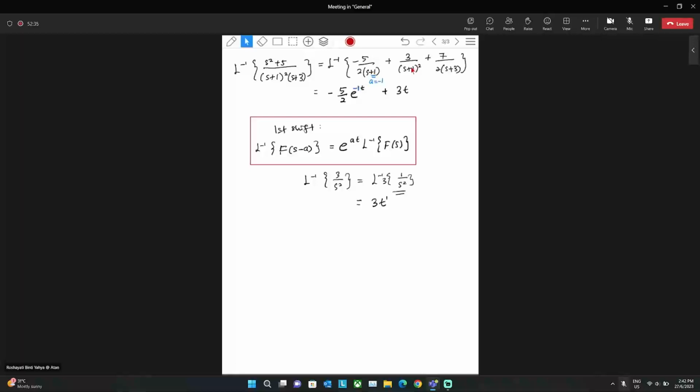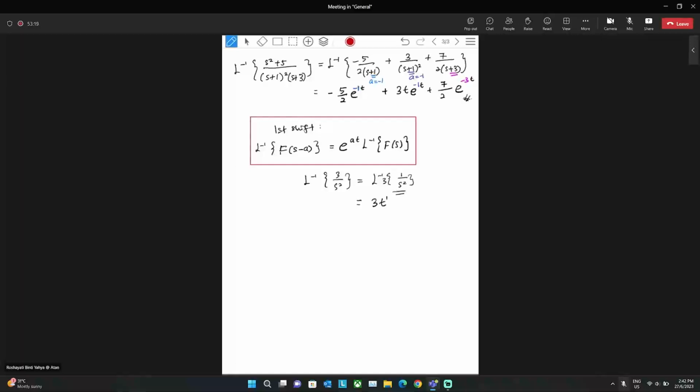first shift, so shifting here a equal to negative 1. So for shifting, exponential negative 1t. And then the last one, plus 7/2 exponential, very simple, exponential negative 3t.